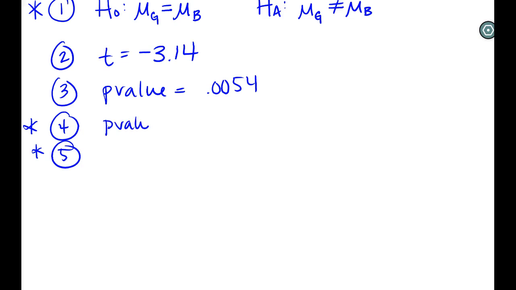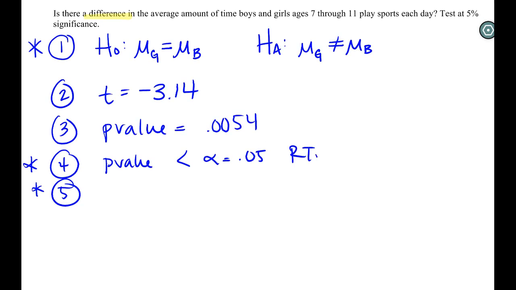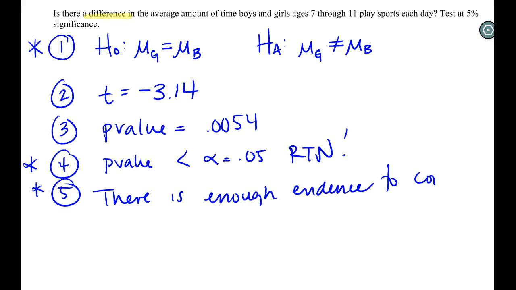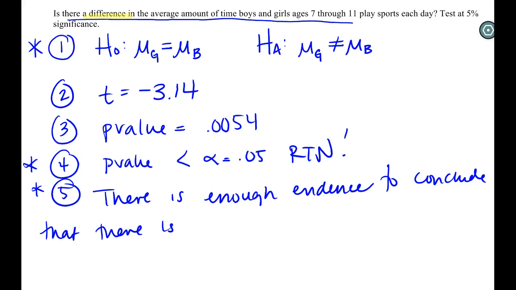So because our p-value is less than an alpha of 0.05, which they told us to test with, right? We're going to reject the null, which means there is enough evidence to conclude that there is a difference in the average amount of time boys and girls play sports each day. And I'm going to be lazy and not write out that sentence, but you guys see the sentence up there. It is important in this sentence that we have the word difference, because that's what our hypothesis test is about, and even more importantly, that we have the word average in there, or mean, something to say that this is a test for means, and then the context that we were talking about.